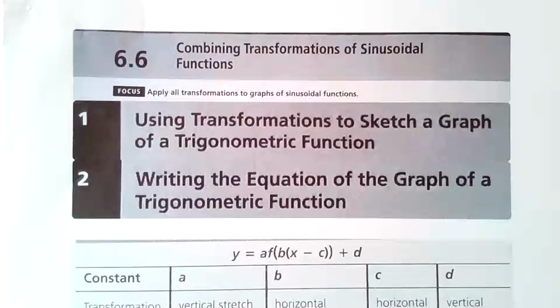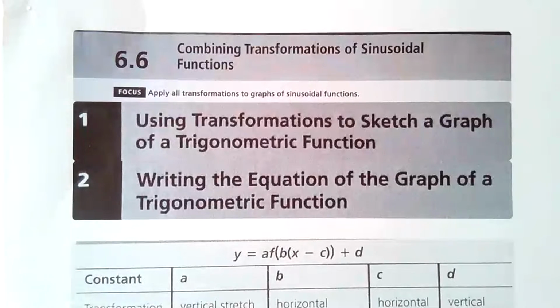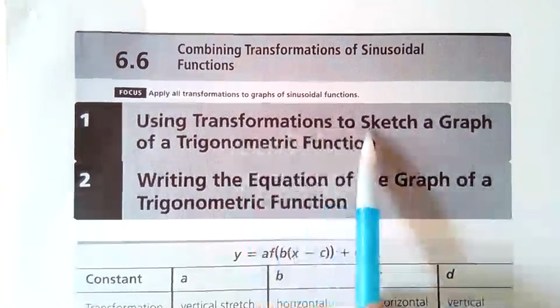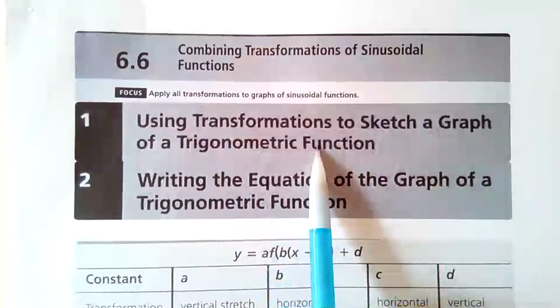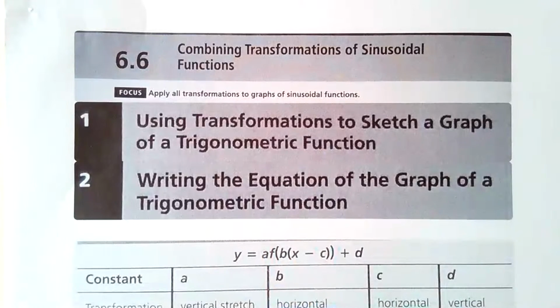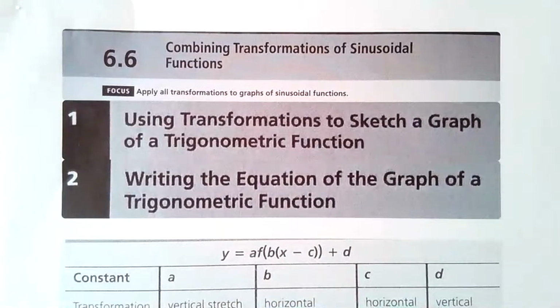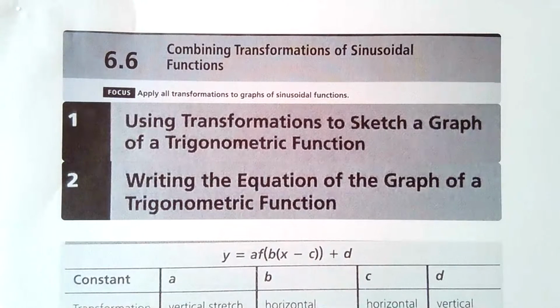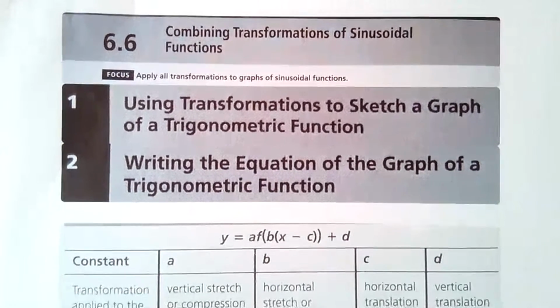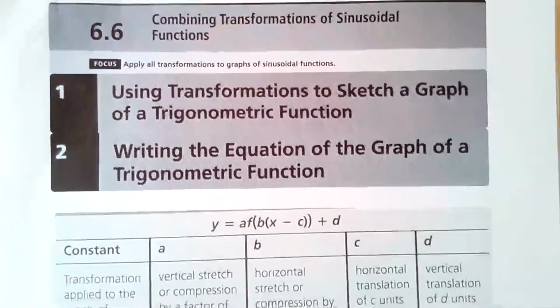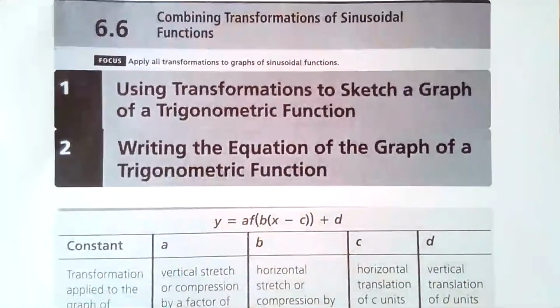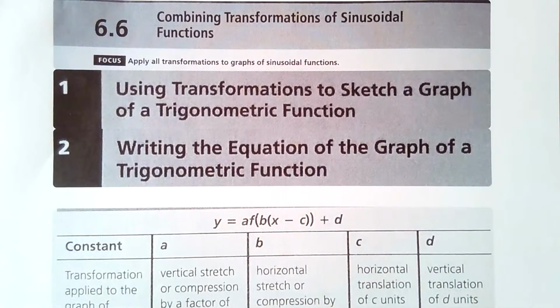Of combining transformations of sinusoidal functions. We started off using transformations to sketch a graph of a trig function. Today I'll look at two other examples, and in one of the examples we'll look at a transformation of a cosine function. The previous ones we looked at were sine. And the other part of the lesson we're looking at is writing equations of the graph of a trig function.